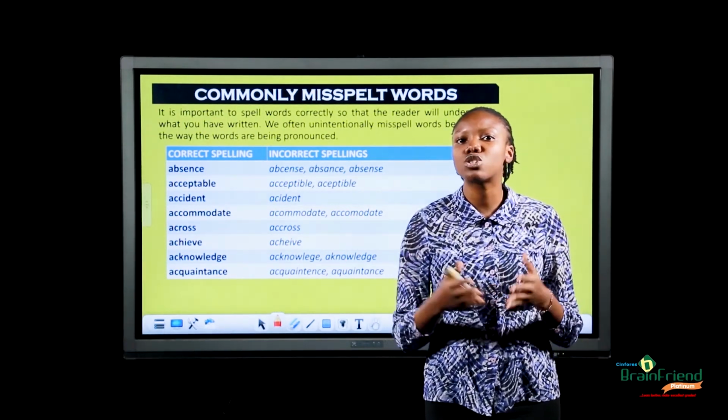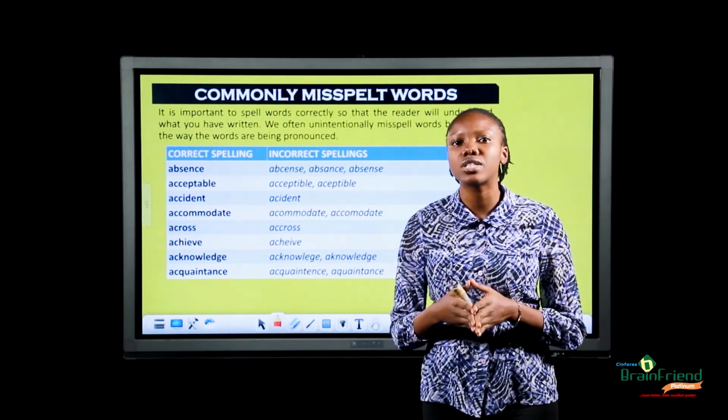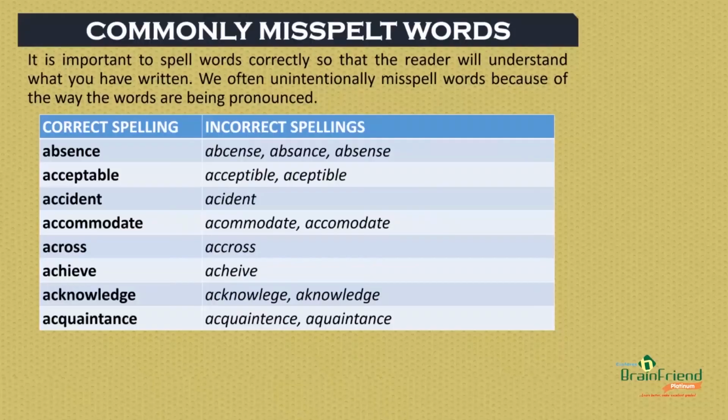Now, let's take a look at some words and how they are spelled incorrectly. We have the word absence, spelled A-B-S-E-N-C-E. Now, these are some of the incorrect spellings: A-B-C-E-N-S-E-N, or A-B-S-A-N-C-E, and also A-B-S-E-N-S-E.